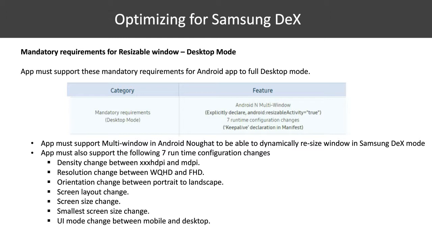The 7 runtime configuration changes are: density change between XHDPI and MDPI, resolution change from WQHD to FHD, and orientation change between portrait and landscape. When your mobile device is connected to the DeX station, it automatically switches from portrait to landscape mode, so you need to handle that configuration change if you want a smooth transition. The others are screen layout change, screen size change, smaller screen size change, and UI mode change between the mobile and desktop mode. If these 7 runtime configuration changes are handled in your application, then users will be able to have a very smooth desktop experience.